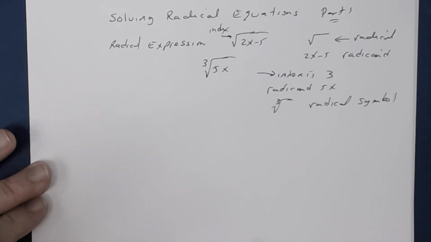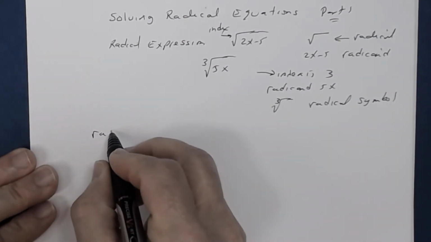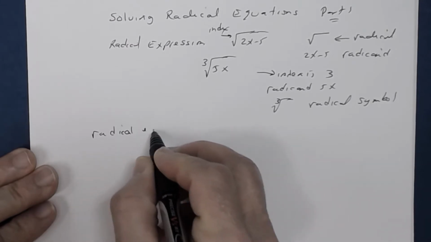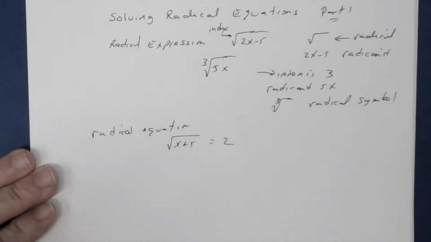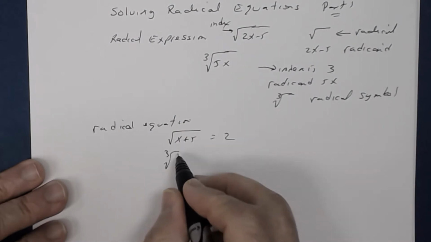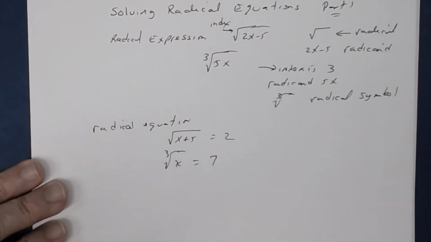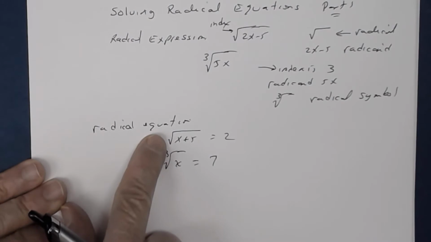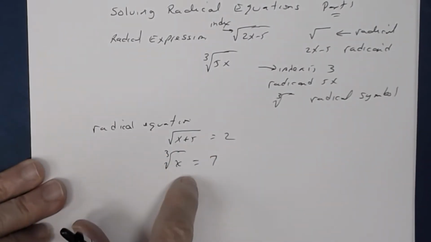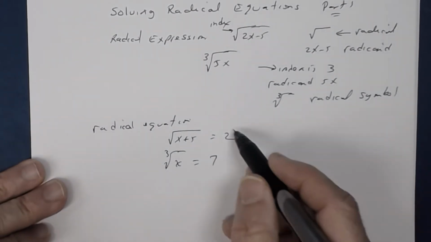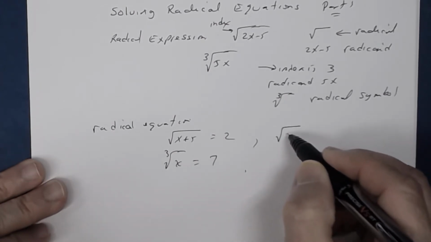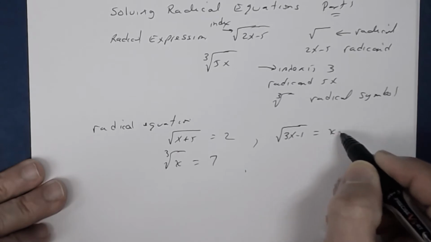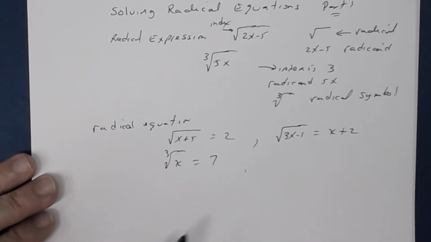Now, those are radical expressions. A radical equation has an equal sign. So, for example, the square root of x plus 5 is equal to 2. That's a radical equation. The cube root of x equals 7, that's a radical equation. Regardless of what the index is, 2, 3, 4, whatever it may be, you have an equation because there's an equal sign. And it doesn't always have to be just constants on the other side. Another example would be the square root of 3x minus 1 equals x plus 2.